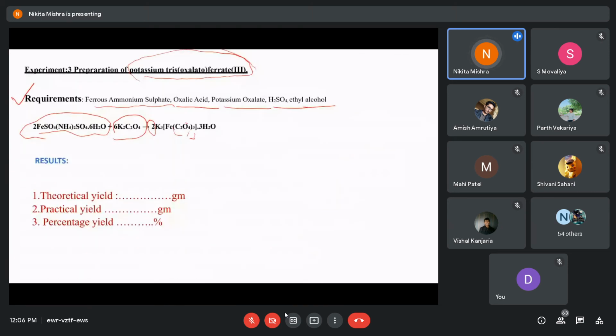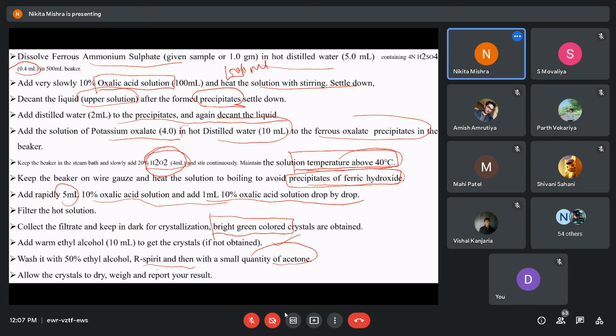The question can be: what is the molecular formula of potassium tris(oxalato)ferrate? Then you have to write K3[Fe(C2O4)3]·3H2O. Then, what is the role of potassium oxalate? What is the role of H2O2 in the reaction? Such types of questions can be asked.